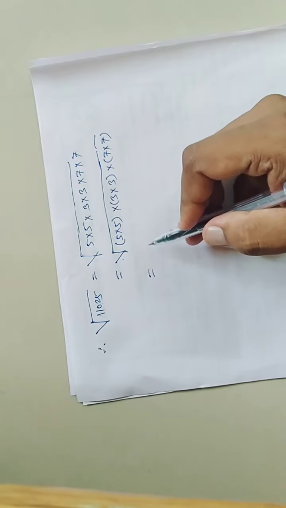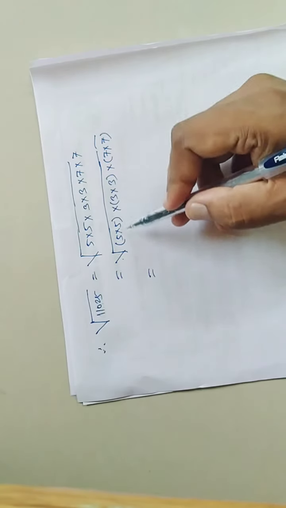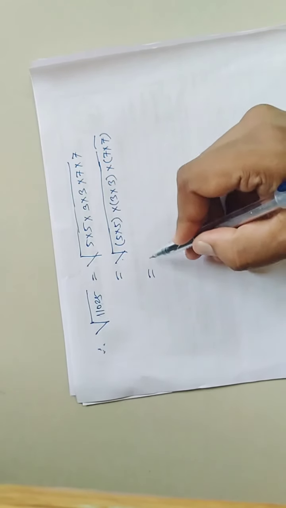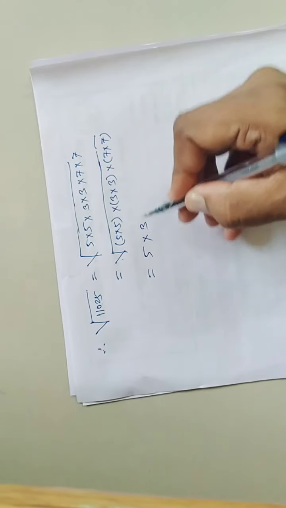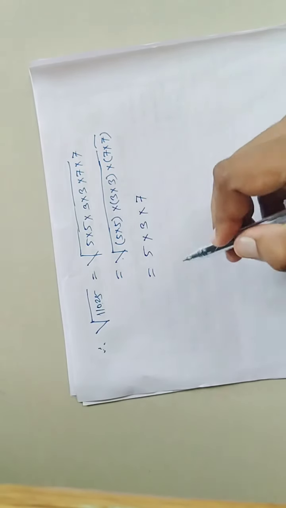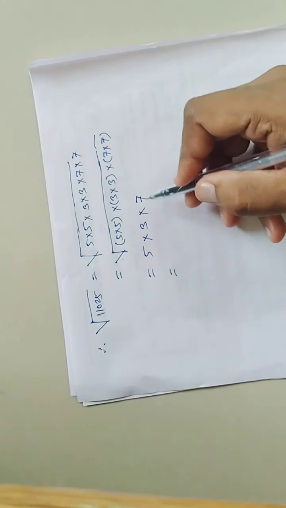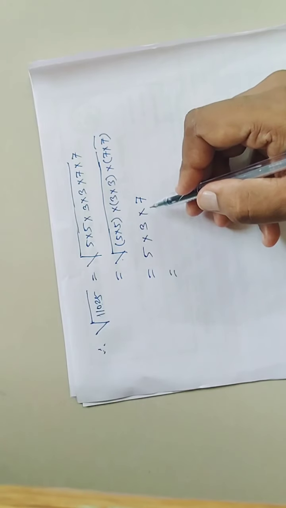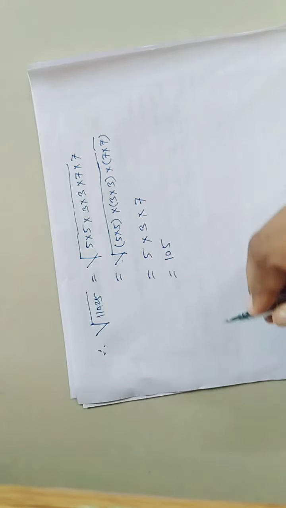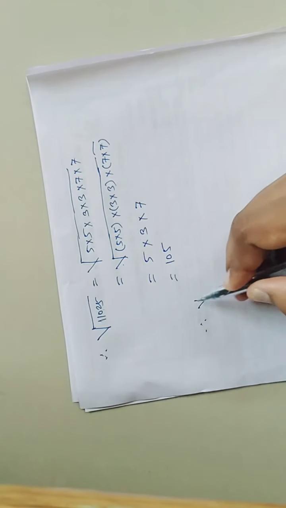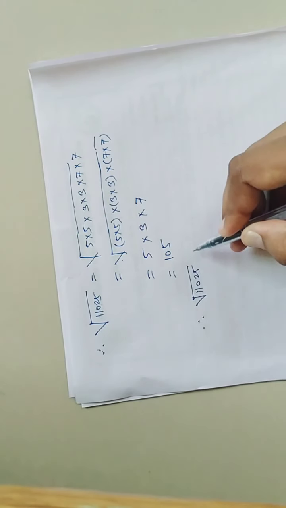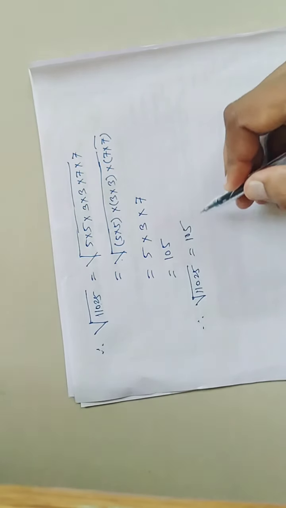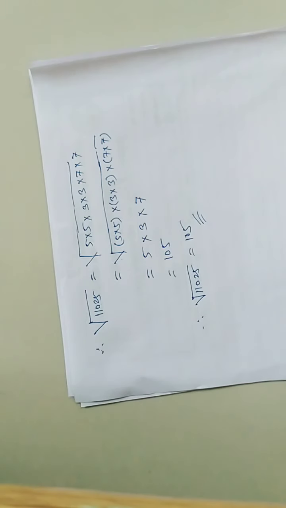Now after that take one factor from each pair. So here 5 multiplied by 3, then 7, then do the product of these. 5 threes are 15 and 15 sevens are 105. So therefore square root of 11,025 by using the prime factor method is 105. So this is your required answer.